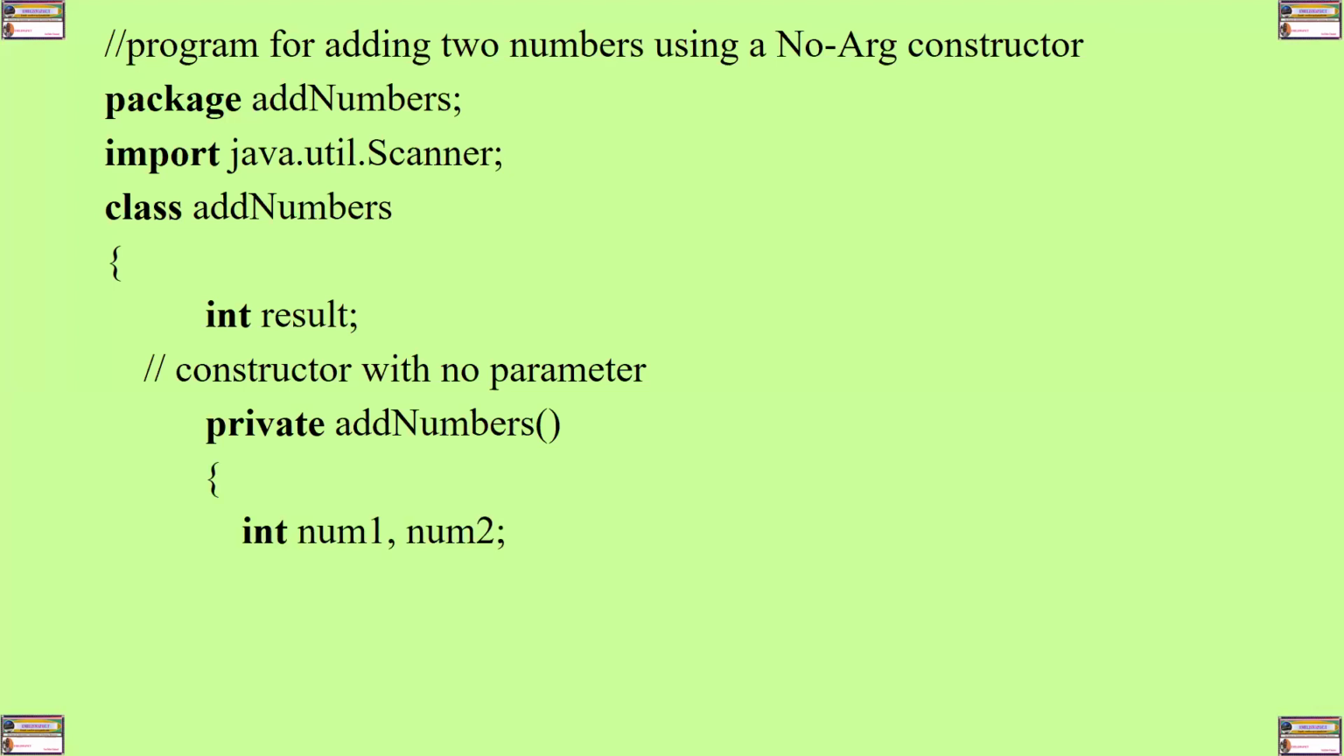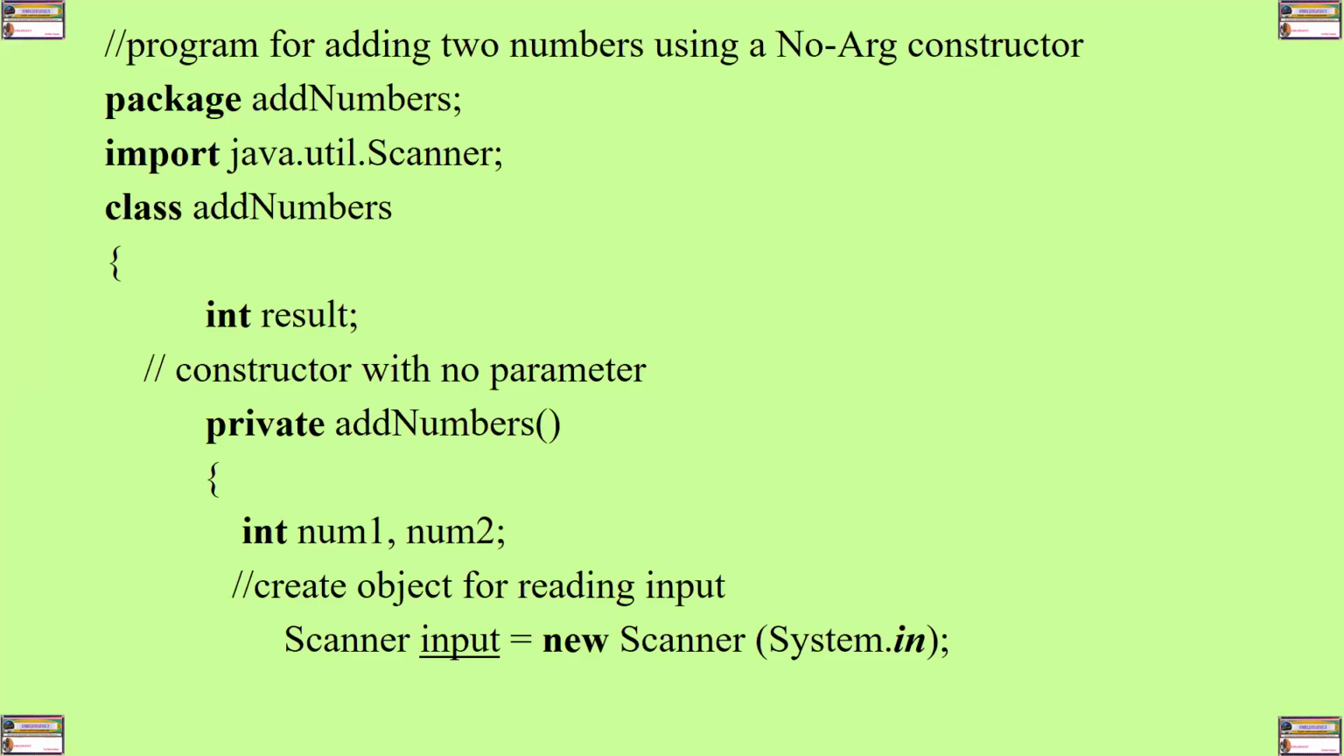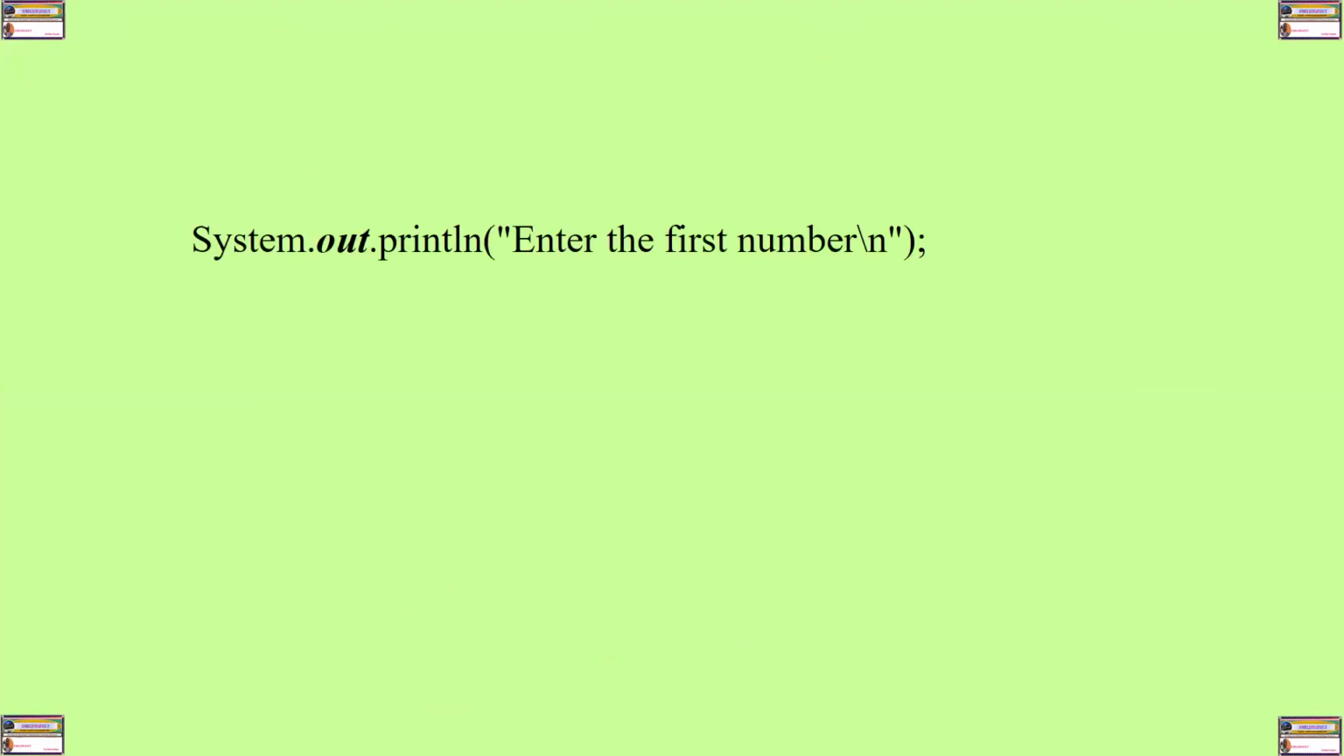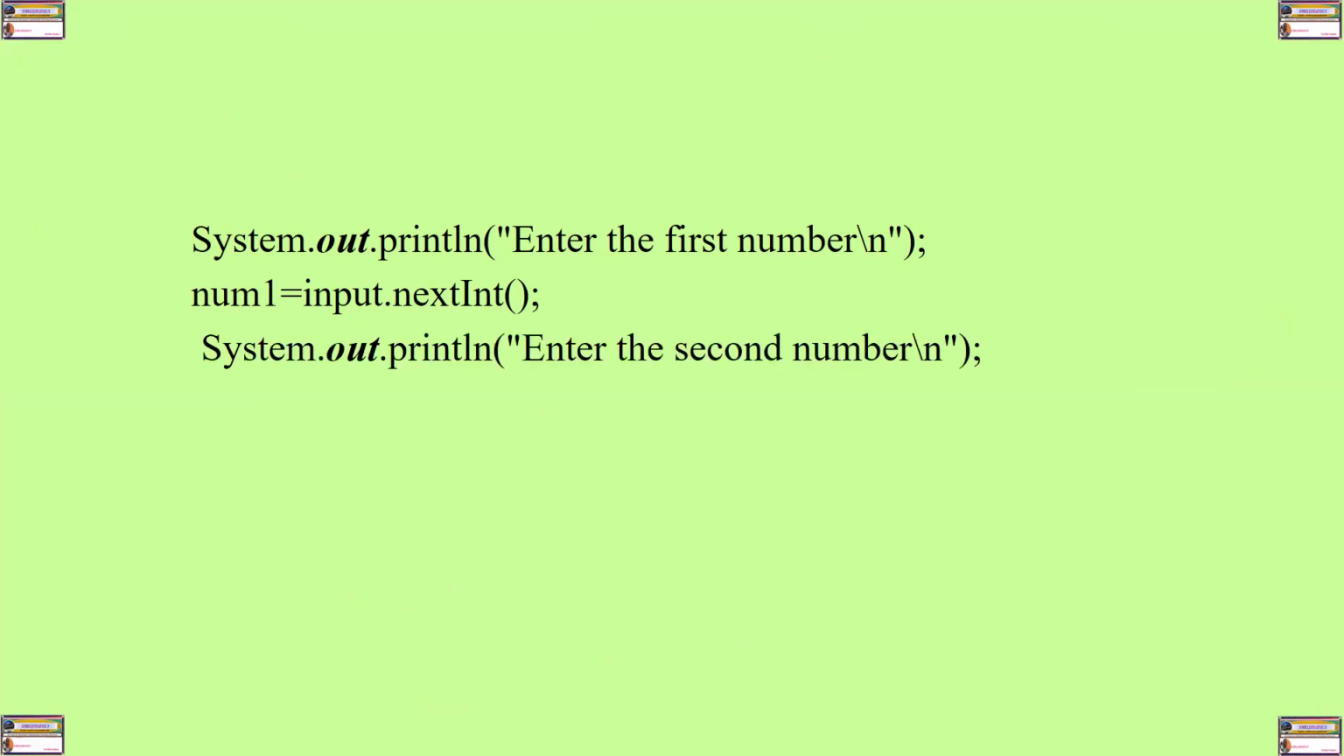And then this constructor has some data members, num1 and num2, of type integer. And we have the declaration of input, which is of type Scanner. And then we read the numbers, where we are prompting the user to enter the first number, and then we read the value and save it or assign it in the data member called num1.